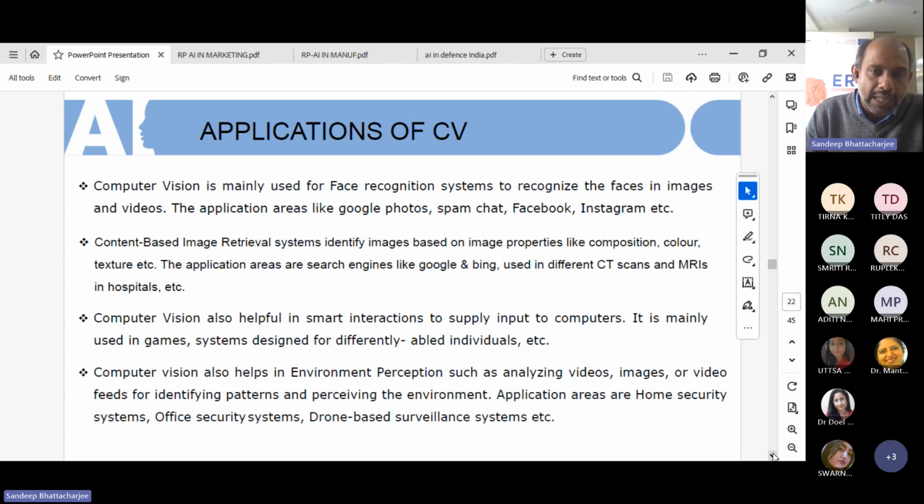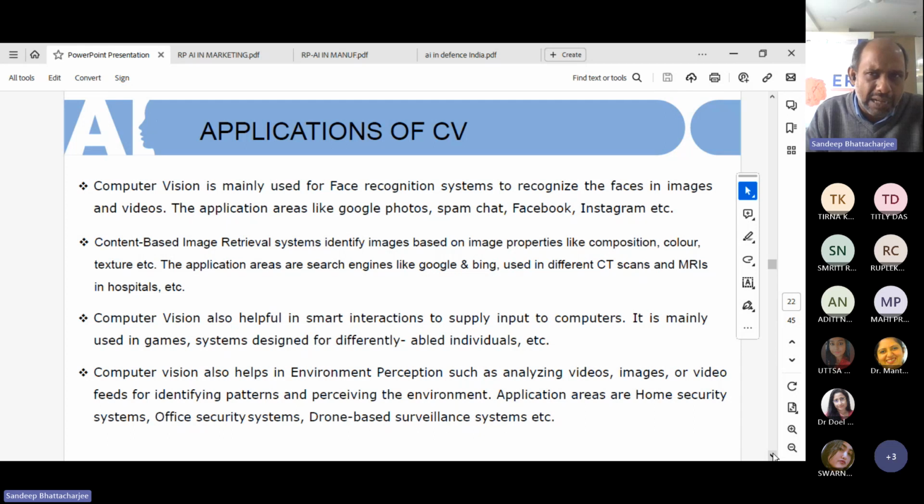The application areas are search engines like Google and Bing, which are used in different CT scans and MRIs in hospitals also, right? So image-based applications are used in hospitals and medicinal areas also, health related areas. Computer vision can also help in smart interactions, to supply input to computers. That is also very important, how you can find correct data related to images and then feed it to computers. It can be used in computer games, of course.